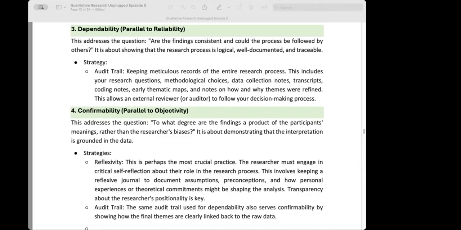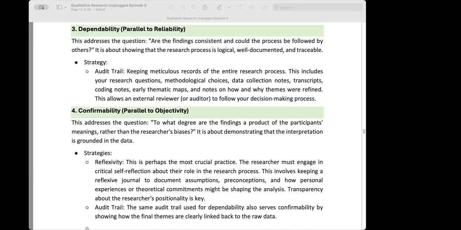Audit trail. The same comprehensive audit trail used for demonstrating dependability also serves confirmability. By clearly showing how your final themes and interpretations are linked back directly to specific segments of the raw data, using those illustrative quotes we discussed, you provide tangible, empirical evidence that your findings are genuinely grounded in what participants said and experienced, rather than being arbitrary constructions or reflecting only your own viewpoint. The trail connects interpretation back to source data.